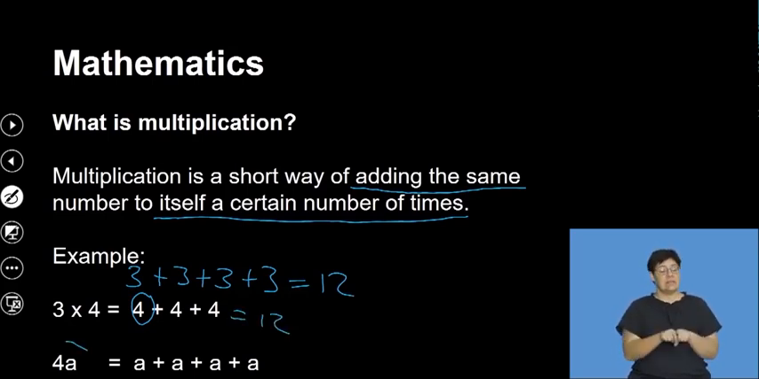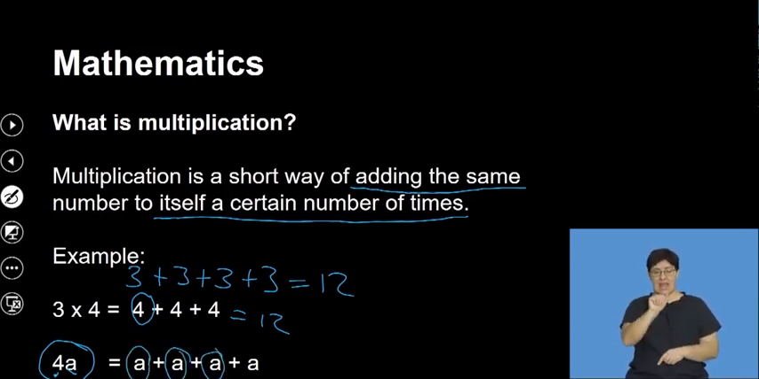Also, if we use it under algebra and I say 4a, I know that most of us look at 4 as just a number and a as just a letter. But what this really means is a plus another a plus another a plus another a. So it means we are adding a to itself 4 times. That's what 4a means, right?